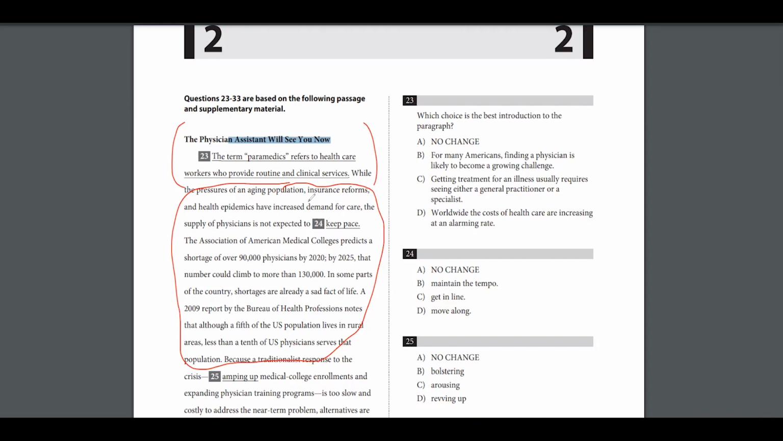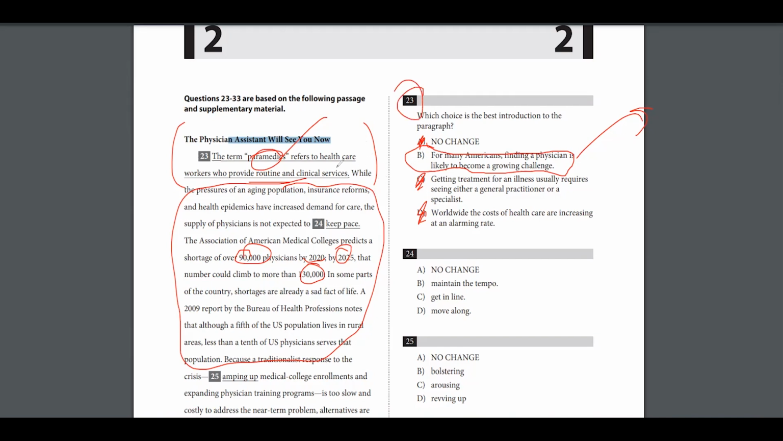Yes, it's talking about the supply and the demand due to the decreasing number of physicians, right? So this predicts a shortage of physicians by 2020. And then by 2025, that could be a huge shortage of physicians. And so we're talking about supply and demand of physicians. So a definition of paramedics doesn't bode well here. That's not very important and doesn't really hit at the main ideas. B, "For many Americans, finding a physician is likely a growing challenge." 100%, right? Getting treatment requires, not about treatment. Worldwide cost, it's not about cost. It's about the supply and demand of physicians. So B.